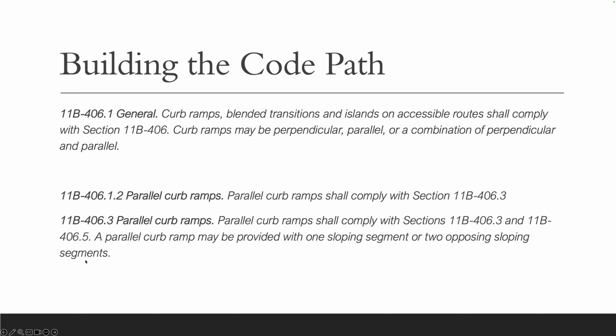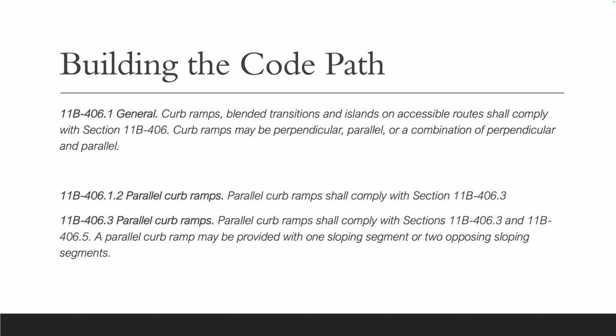Let's build the code path. Now, hold on. I know, access specialists and code experts, you never build a code path starting anywhere other than Division 2. But for this video, we are, because we all know your facility has to have an accessible route through it, and a curb ramp is just one way of providing an accessible route. And I'm assuming you've placed them where they're supposed to go. So we're just going to be looking at, here's a curb ramp. What do we need? I'm not here to teach you where to put curb ramps.